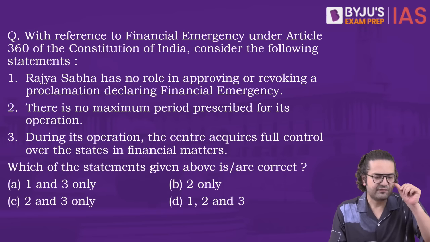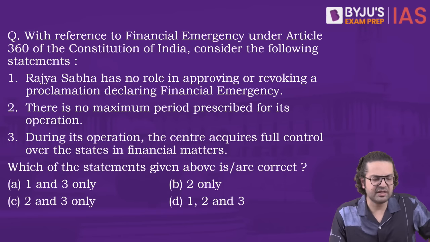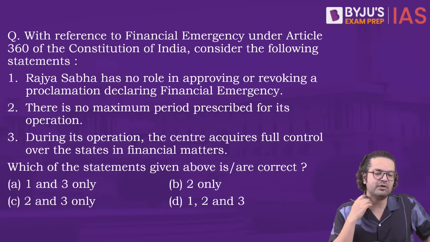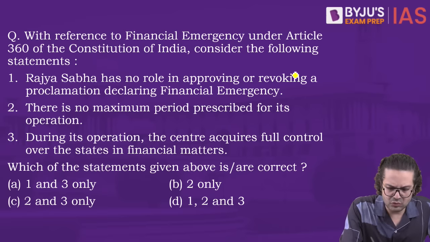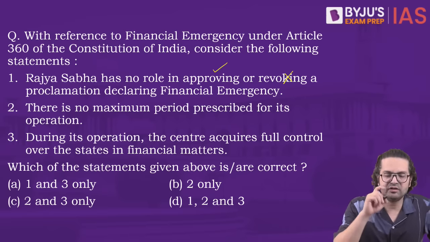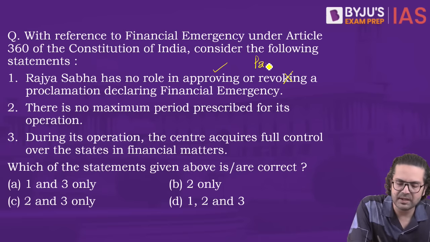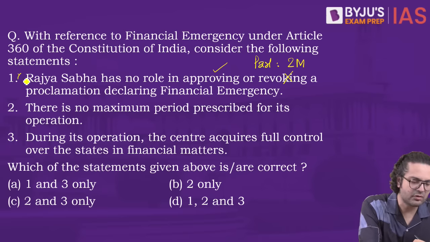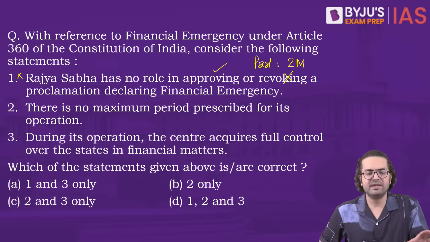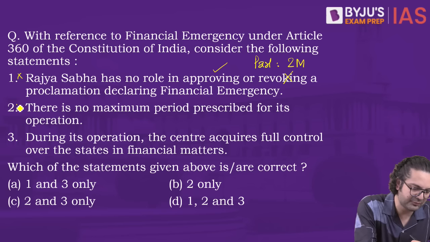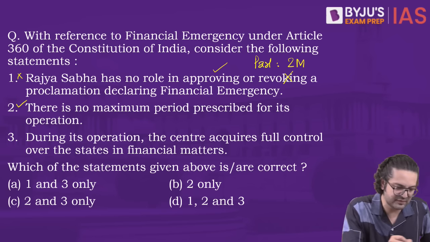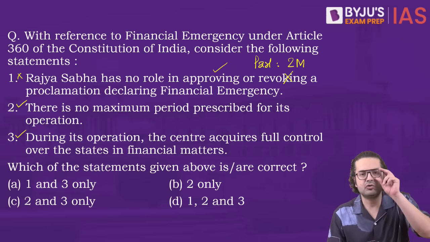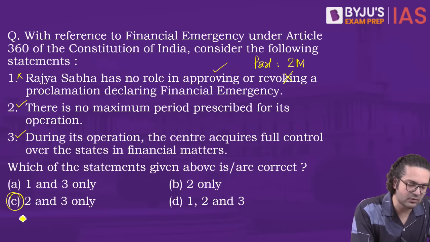Next question. With reference to financial emergency under Article 360, consider the following statements. Rajya Sabha has no role in approving or revoking a proclamation during financial emergency. Revoking, no control, but approving, yes, because financial emergency has to be approved by the parliament within 2 months. So 1 is actually wrong. Number 2, there is no maximum period prescribed for its operation. Yes, absolutely correct. Number 3, during its operation, the center acquires full control over the states in financial matters, is also correct. 1 wrong, 2 and 3 right. Right answer is C, 2 and 3 only.